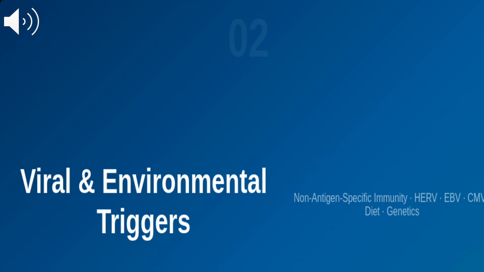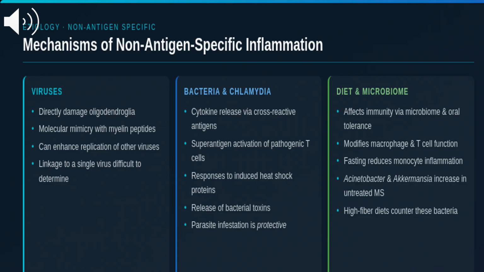Please note that while individual environmental factors each have modest effect sizes, their interactions, particularly with specific HLA haplotypes, can produce multiplicative risk increases that are clinically very significant. One of the most important conceptual shifts in MS research has been the recognition that inflammation in MS is not solely driven by specific antigen recognition. There are powerful non-antigen specific mechanisms at work.